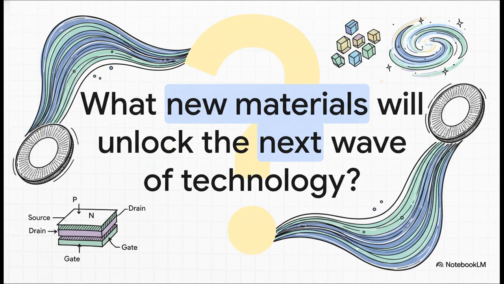Which, of course, leaves us with one final, really exciting question. This journey from understanding silicon's energy bands to creating the computer chip has totally defined the last 70 years. So what's next? What new material or what wild new way of manipulating these energy bands is going to unlock the next wave of world-changing technologies? The next revolution is out there, just waiting to be discovered.